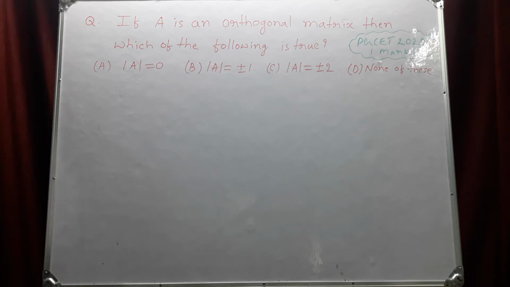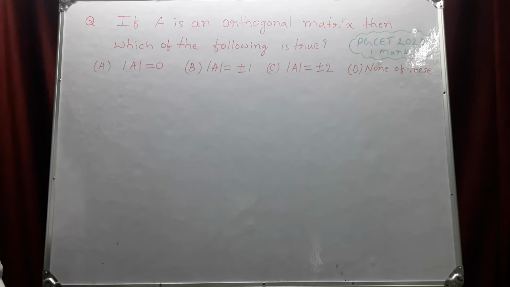So next question: if A is an orthogonal matrix, then which of the following is true? First option, determinant of A is equal to 0. Second option, determinant of A is equal to plus or minus 1. Third option, determinant of A is equal to plus or minus 2. Fourth option, none of these.